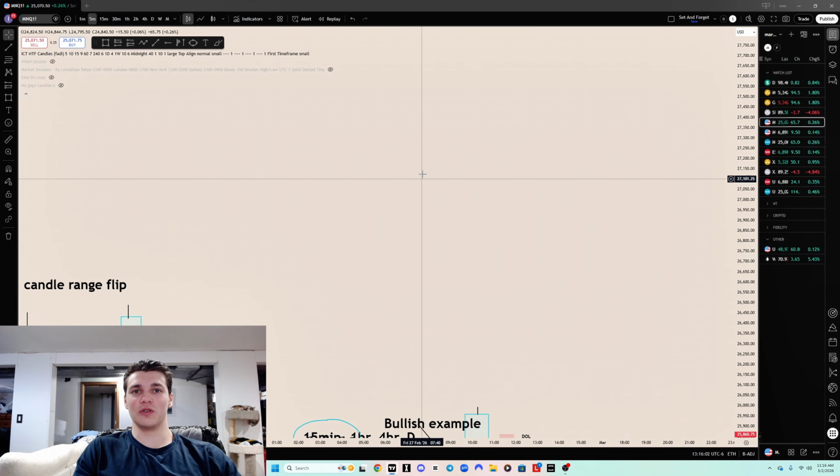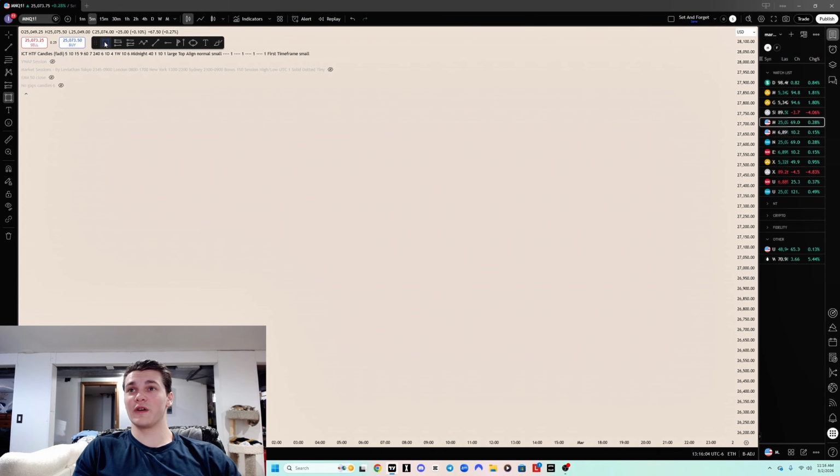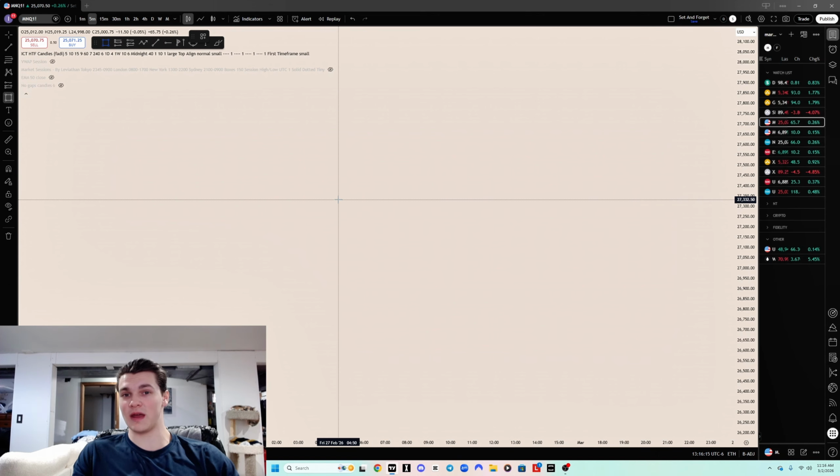Now let's get into an inverse fair value gap, which I do not trade ICT concepts at all, but this is the one thing that actually does work a bit out of that strategy, and that is fair value gaps and inverse fair value gaps.